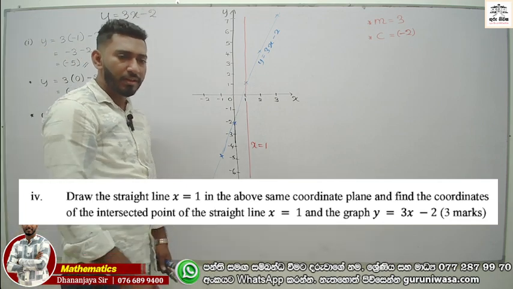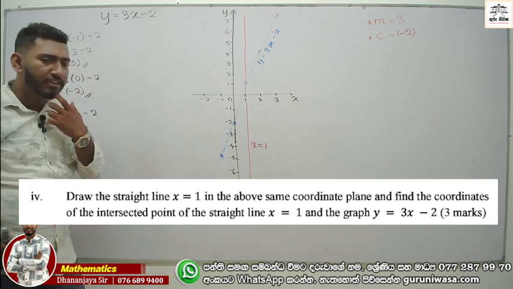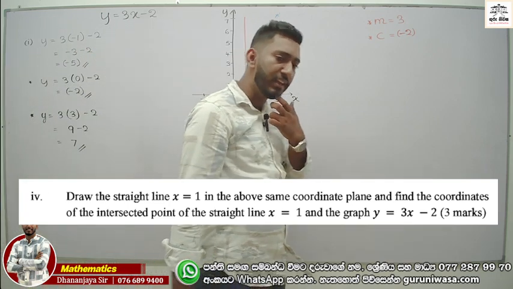Now, find the coordinates of the intersection point of x equals 1 and the above graph.